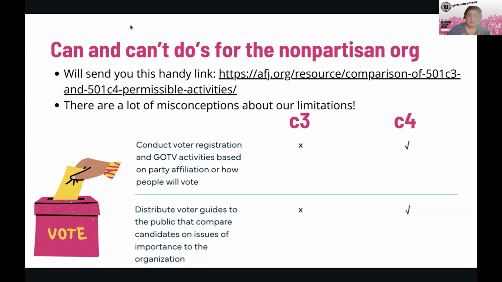We also can't distribute voter guides to the public that compare candidates on issues of importance to the organization. So that's a tricky one because you might be able to say, well, we're putting the way candidates feel about these issues, but that's a really thinly veiled way of saying who to vote for, right? So unfortunately, we can't do that. And if you'll go to the next slide, Alex.